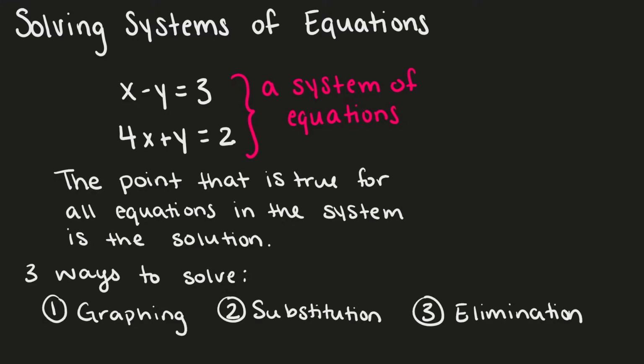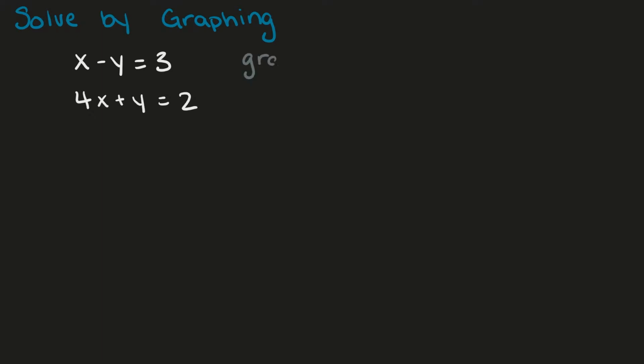First, let's look at solving by graphing. When we solve by graphing, we do just that. We graph the two equations and see where they intersect. The point where they intersect is our solution to our system. So, let's graph these two equations using x and y intercepts.